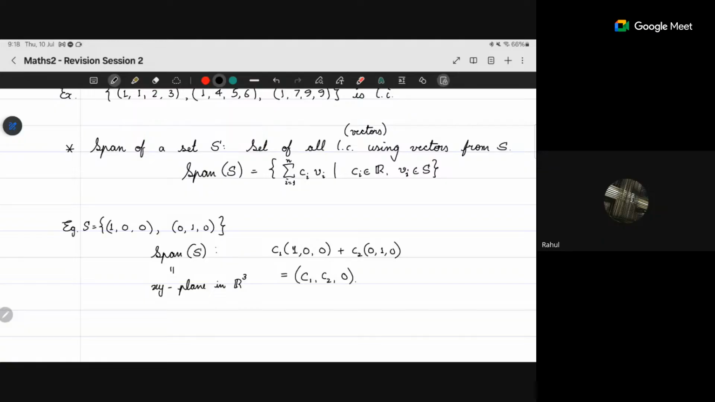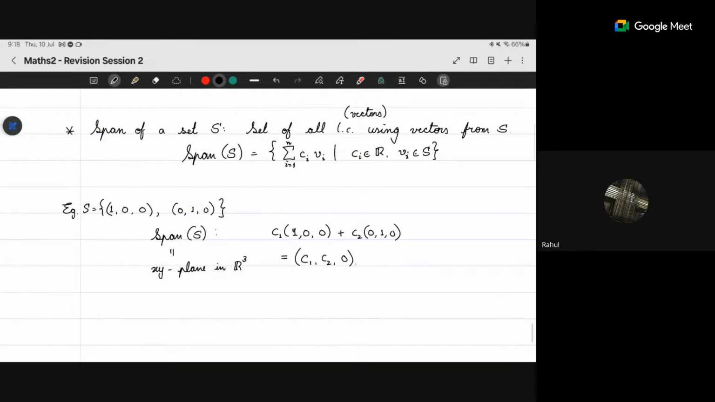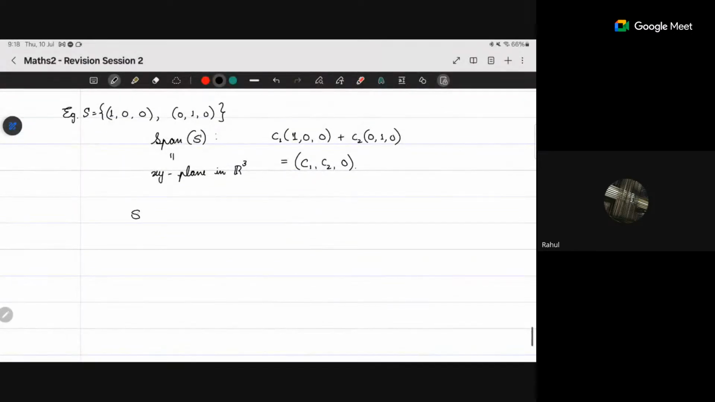Sir, what's confusing is, let's say this S is a space. We discussed it's an xy plane in R3. S is not the xy plane. S is just a two-element set 1 0 0, 0 1 0. The span of S is the xy plane. If I add another vector, which is 0 0 1, which adds the z coordinate, so if you do S union 0 0 1, what is your doubt? Can I still say it spans the xy plane? It spans more than xy.